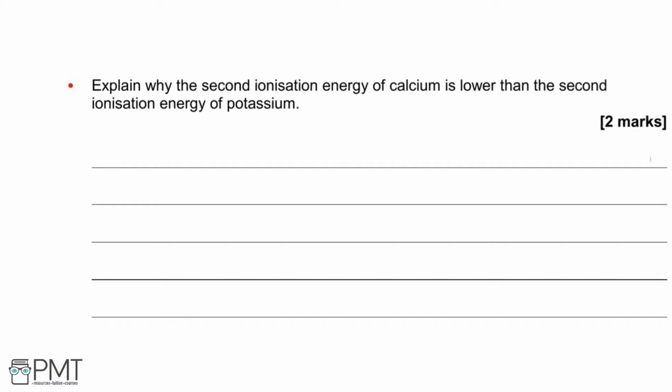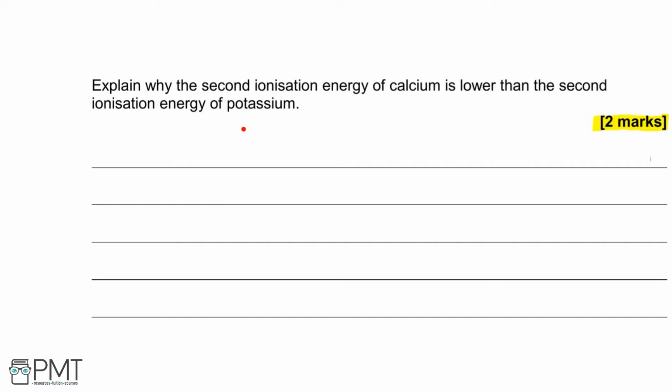Explain why the second ionization energy of calcium is lower than the second ionization energy of potassium. This question is worth 2 marks, which means we are going to need to make 2 distinct points to gain both of these marks. So the ionization energy, and whether that's first or second ionization energy of an element, is going to be based on its electron structure. The value of that ionization energy is going to come down to the electron structure of it, and also the nuclear charge of these elements.